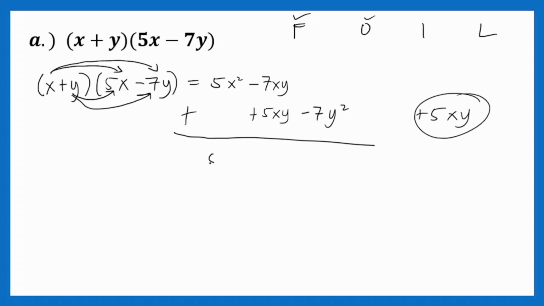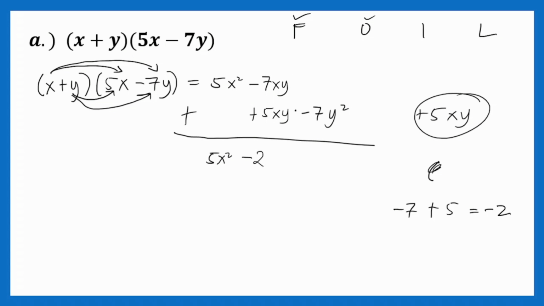Bring down 5x squared kasi wala siyang katapat. Next, we are going to add negative 7 saka 5. So, separate natin. Sorry. Negative 7, i-add mo sa 5. Alright? Anong rule ng integer? Once na opposite, ima-minus natin, regardless of the sign muna. 7 minus 5, the answer is 2. Anong sign? Negative, kasi ito yung mas malaki. So, that's negative 2.